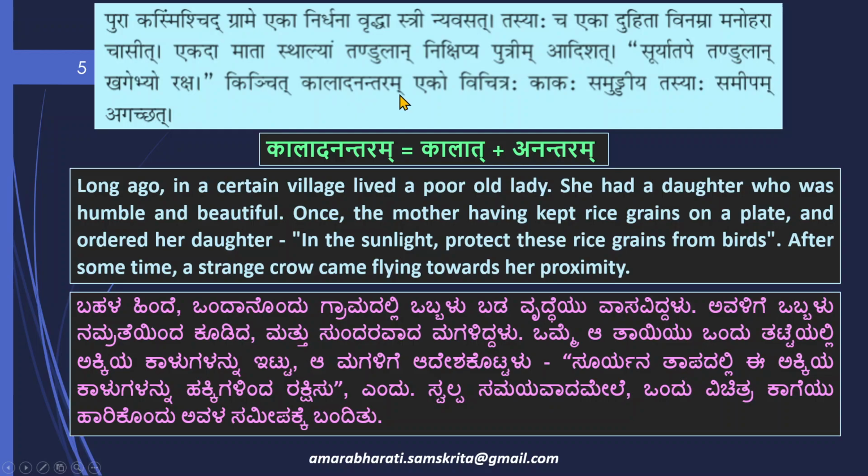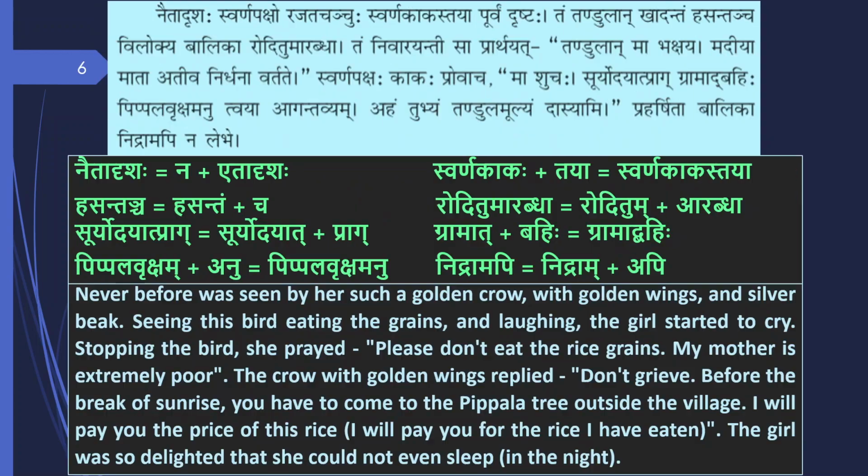Kinchit kalad anantaram. Kalad anantaram is kalat plus anantaram. Eko vichitraha kakaha. After some time, kinchit kalad anantaram, Eko vichitraha kakaha, a strange crow, samuddiya, came flying, tasyaha samipam agachat, to the proximity of the young girl. The crow came near her, that's the meaning.